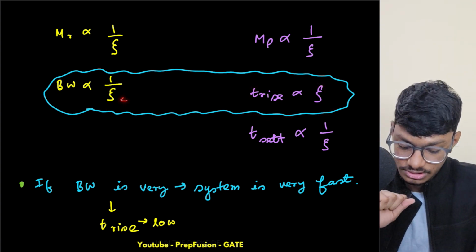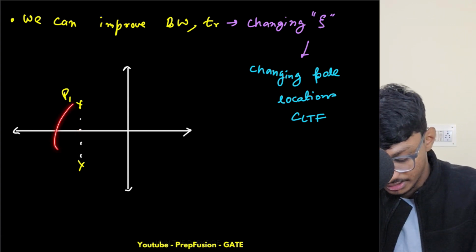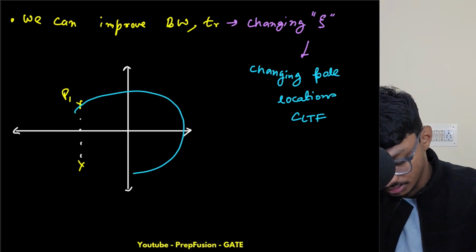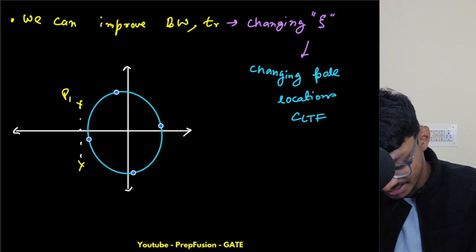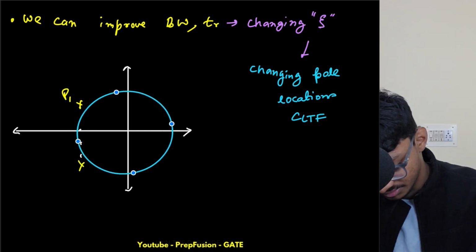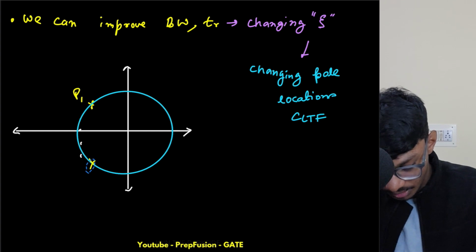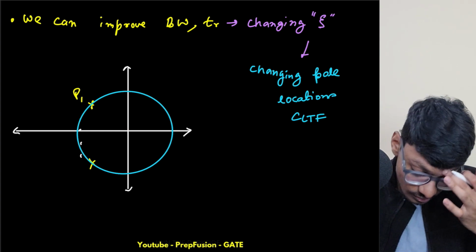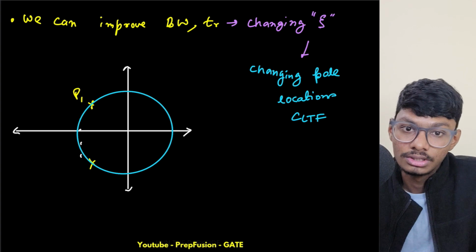Now if I want to reduce zeta, then obviously let's say that omega n is constant. We are in this circle. I won't be able to draw a perfect circle, please excuse me. I will just move the pole locations then. The omega n is constant because it is in a circle. I just want to reduce my zeta to increase the bandwidth.